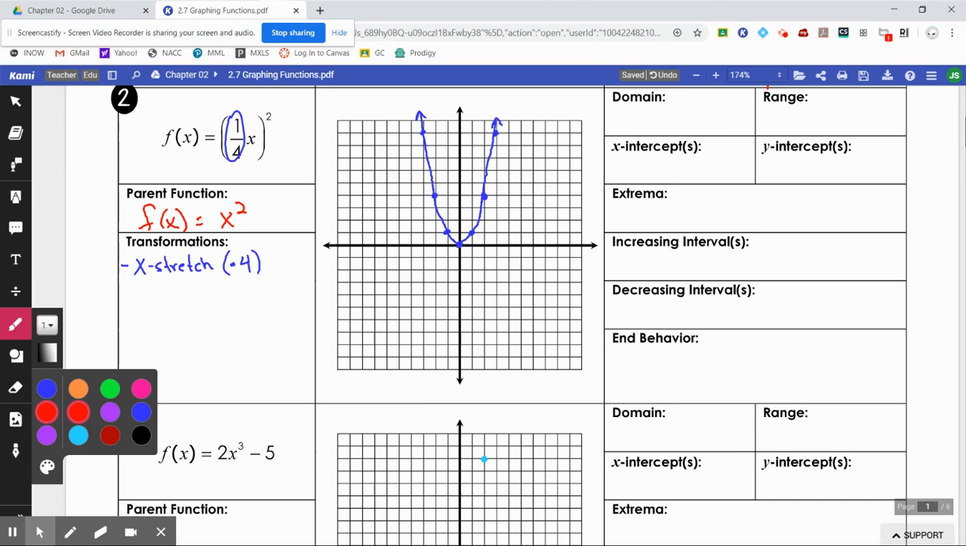I'm going to take my points now. We'll start with the vertex.